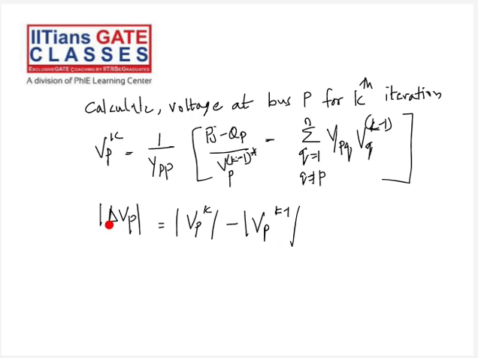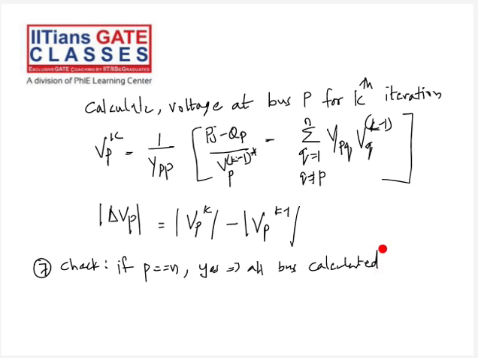Now the next step, the seventh step, once we are done with, say, the first one, would be to check if P is equal to n, that is the bus count, right? If yes, it means all buses have been calculated. Right, all buses have been calculated. So we can go to the next stage.